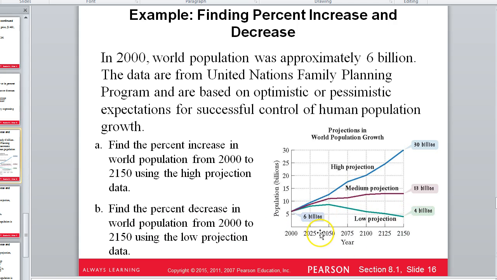Down to 4 billion from 6 billion. So we're going to take the change, right, from 30 billion down from 6 billion, that's an increase of 24 billion, divided by the original, what it was originally. It was originally 6 billion. And here we're going to start, the change was 2 billion, and we're going to start from the 6 billion. Okay, it's always from the original.